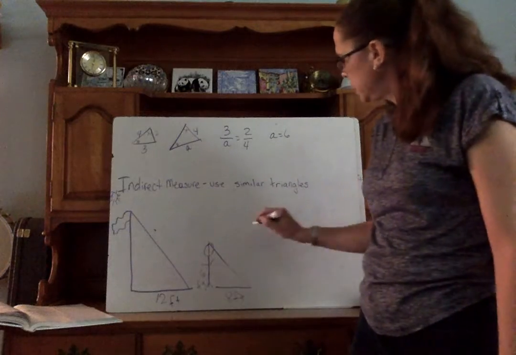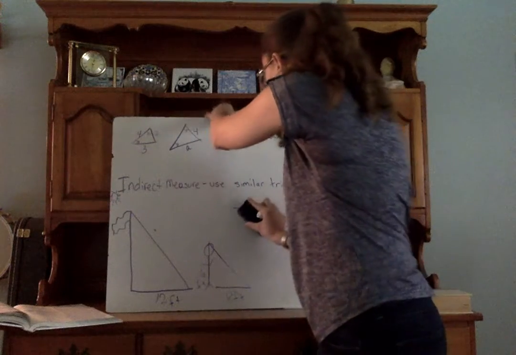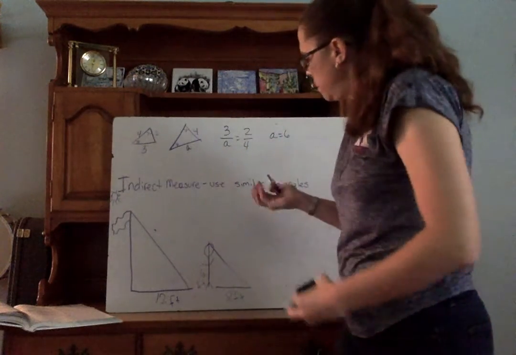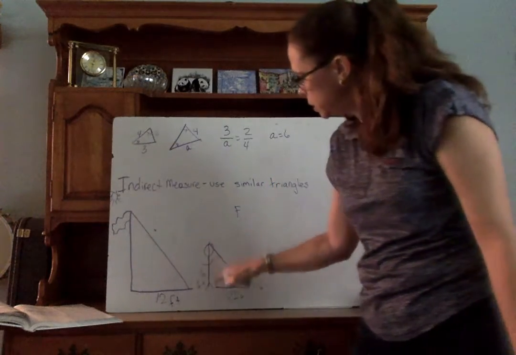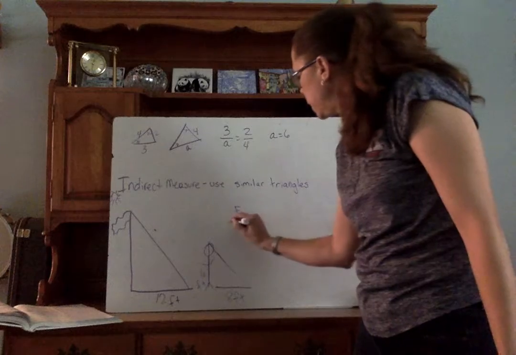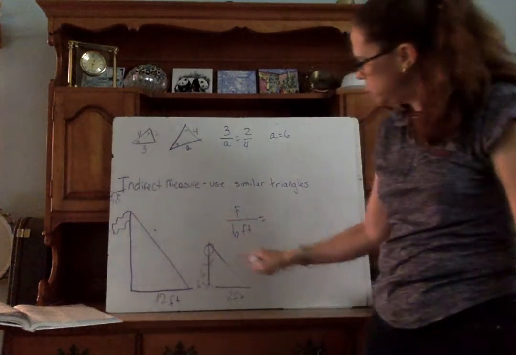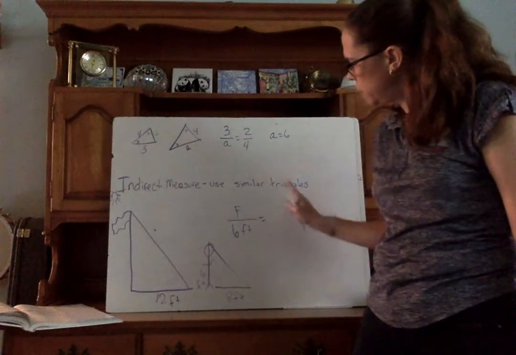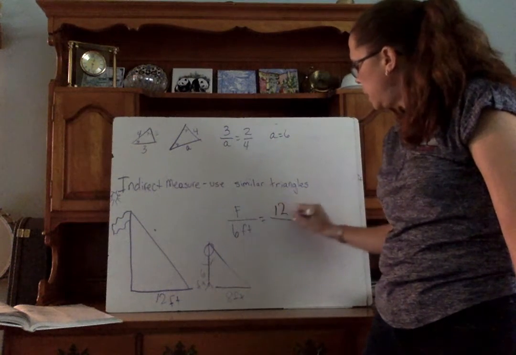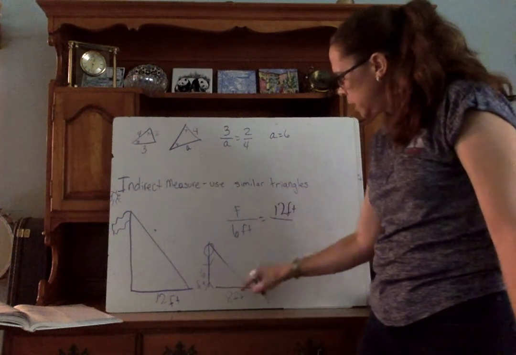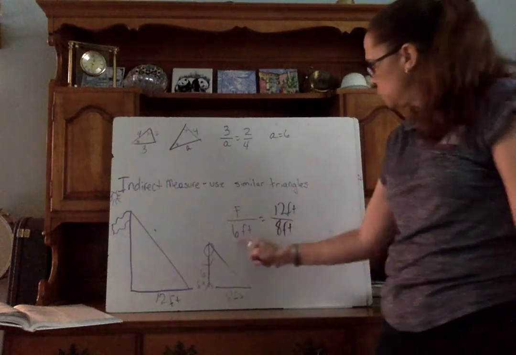So I'm going to say that the flagpole, oops, I meant to draw an F, not a T. My flagpole, okay, this length corresponds to the 6 foot length, right? My flagpole is to 6 feet as, now I used the flagpole first, okay? So in my second part of my proportion, I got to use the flagpole first. Is as 12 feet is to 8 feet. Okay? So I'm going to use my cross product.